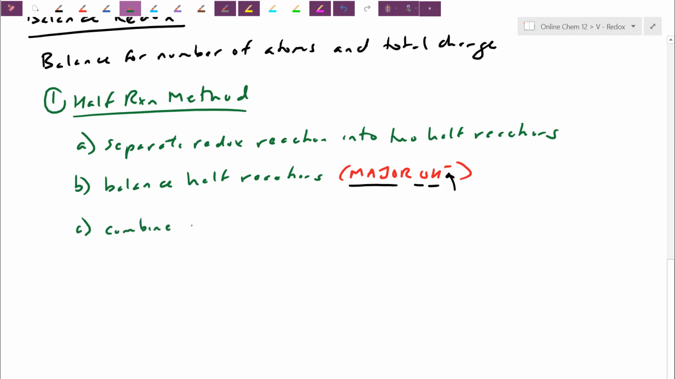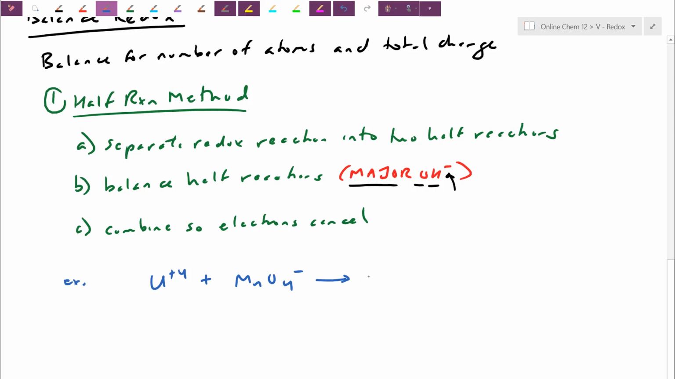Combine, so electrons cancel. Okay, and I'll walk you through this step by step so that we know what we're talking about here. But that is one method to actually do balancing. So let's just try out a question. Again, on the workbook questions, they're just going to ask you to balance. They're not going to say balance using the half reaction method or the other method, tomorrow's oxidation number method. They just want you to balance.